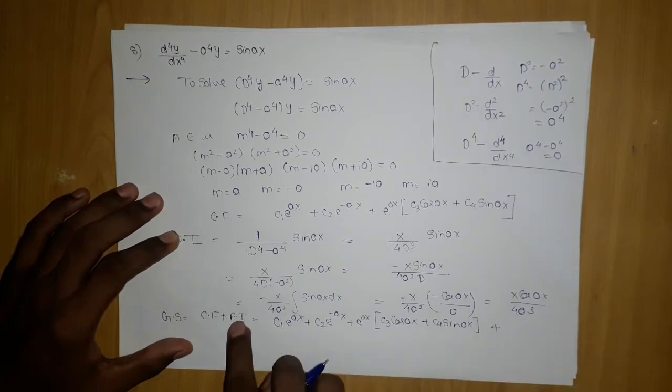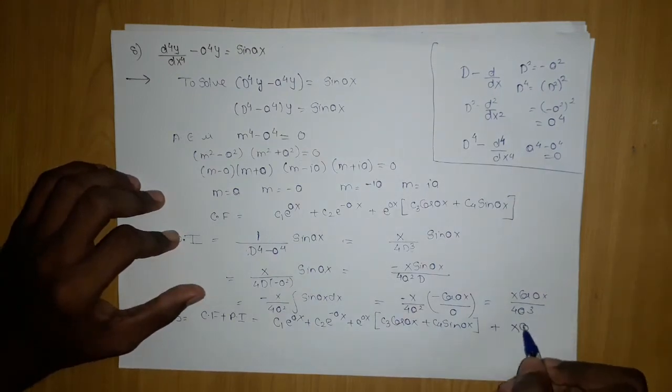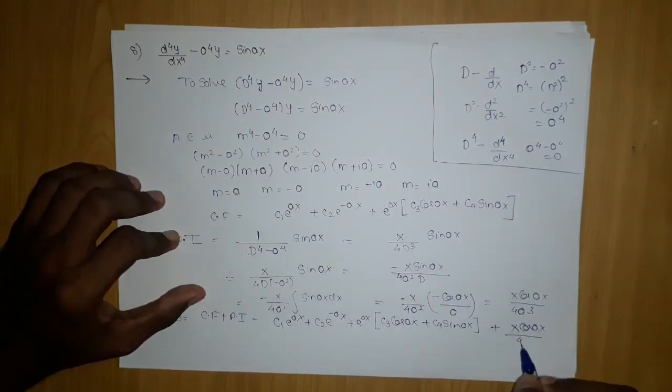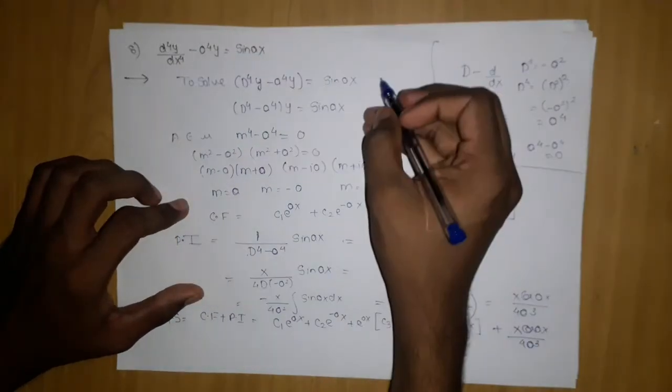Now we will substitute the particular integral x cos ax by 4a cube. So we are done with this problem. Hope you have understood all these steps.